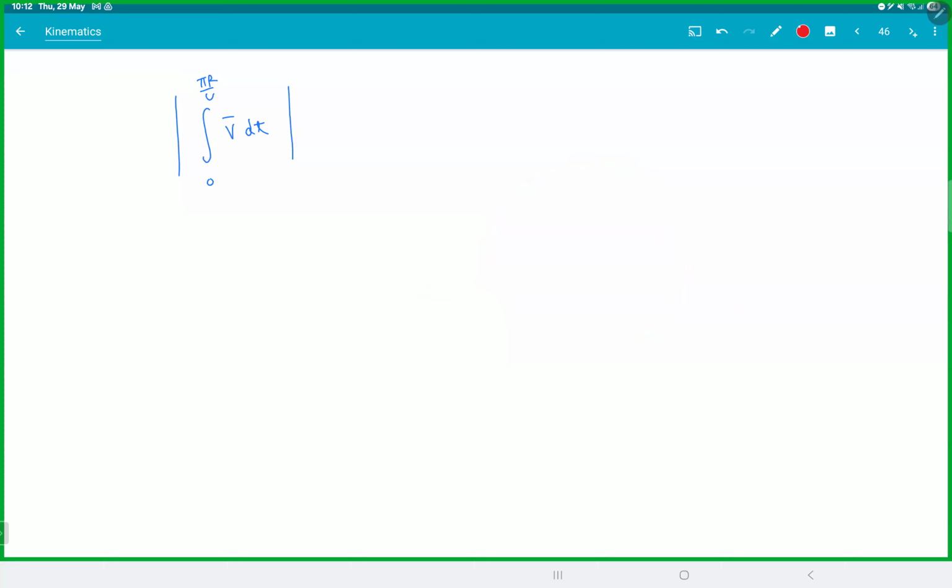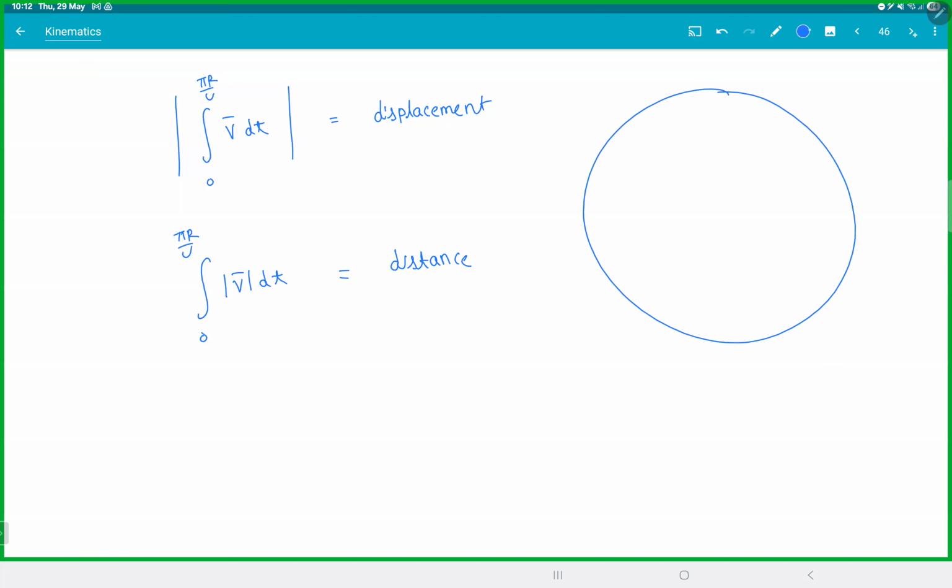What is integral mod v dt, everyone? What is mod v dt? This is displacement. Velocity into time gives you displacement. If you say integral mod v dt, you're doing speed into time. This gives you distance. And you're asking in pi r by u. In pi r by u, the particle which is here will reach the diameter, the opposite side. So this is your displacement. So the answer for this will be 2r.